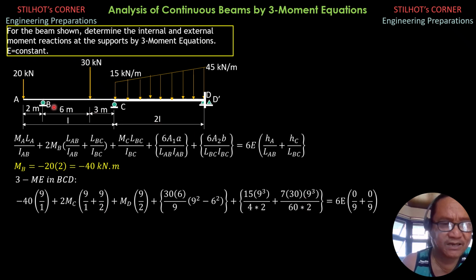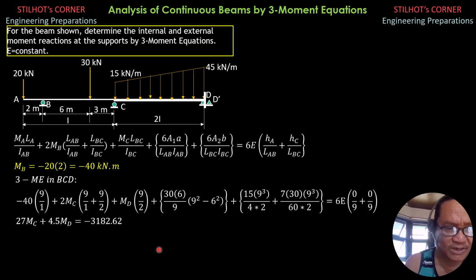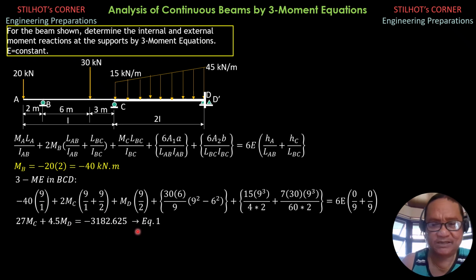Since the beam has its supports fixed, not moving, not settling, HB is 0 and HD is also 0, so the right side is 0. Simplifying this equation, we have 27 MC plus 4.5 MD equals negative 3082.625, and let's call this equation 1.